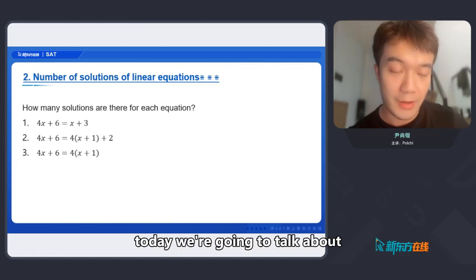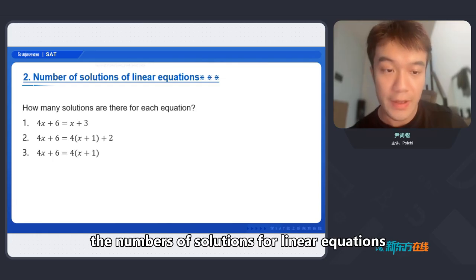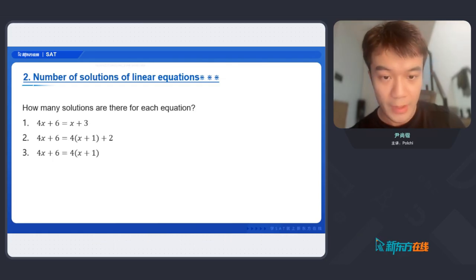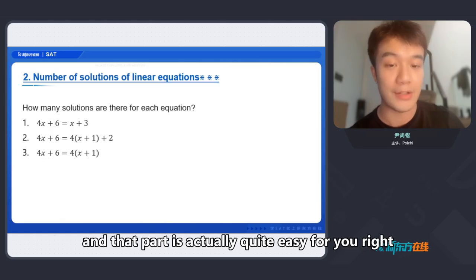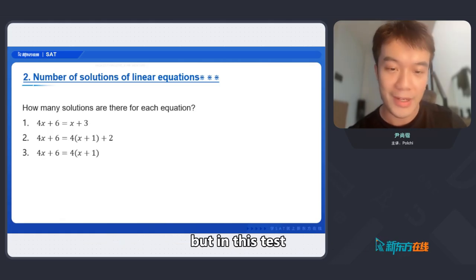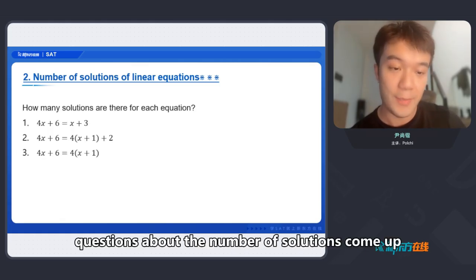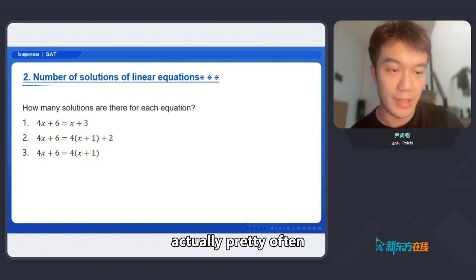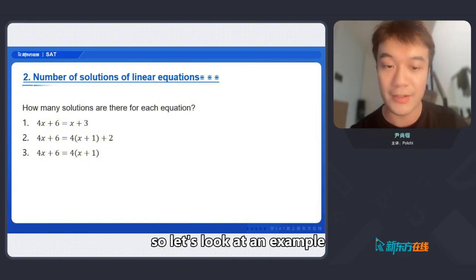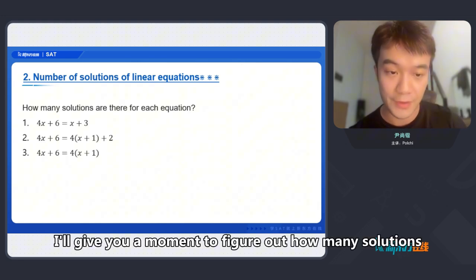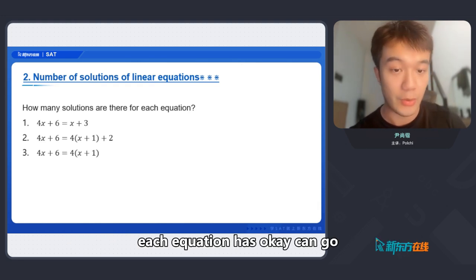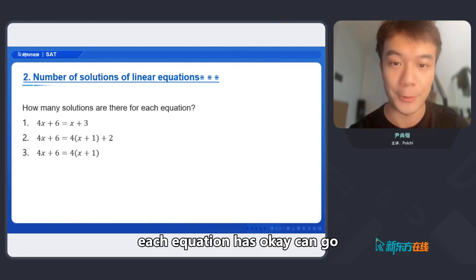Today we're going to talk about the numbers of solutions for linear equations. We've already talked about how to solve linear equations, and that part is actually quite easy for you, right? But in this test, questions about the number of solutions come up pretty often. So let's look at an example. Here are three linear equations. I'll give you a moment to figure out how many solutions each equation has. Okay, go.